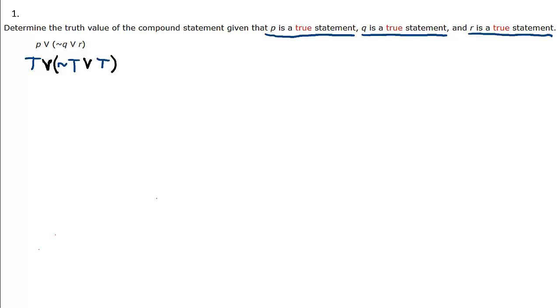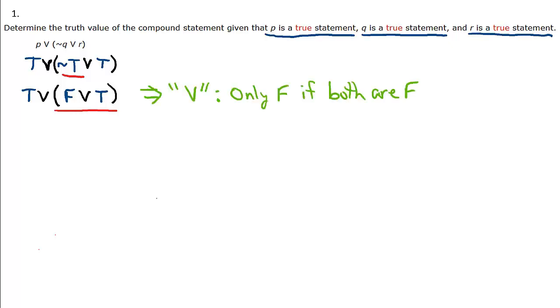At this point, we just work inside the parentheses and take one step at a time. First thing I notice is that there's a not T, and I know that the negation of T is F, in other words, is false, so I can put that in. And then you want to work inside the parentheses, so you've got false or true. Now we know that the memory aid for or is it's only false if they're both false. Those are not both false, so that would be true. That leaves me with the expression true or true. And again, an or is only false if they're both false, so true or true is true.